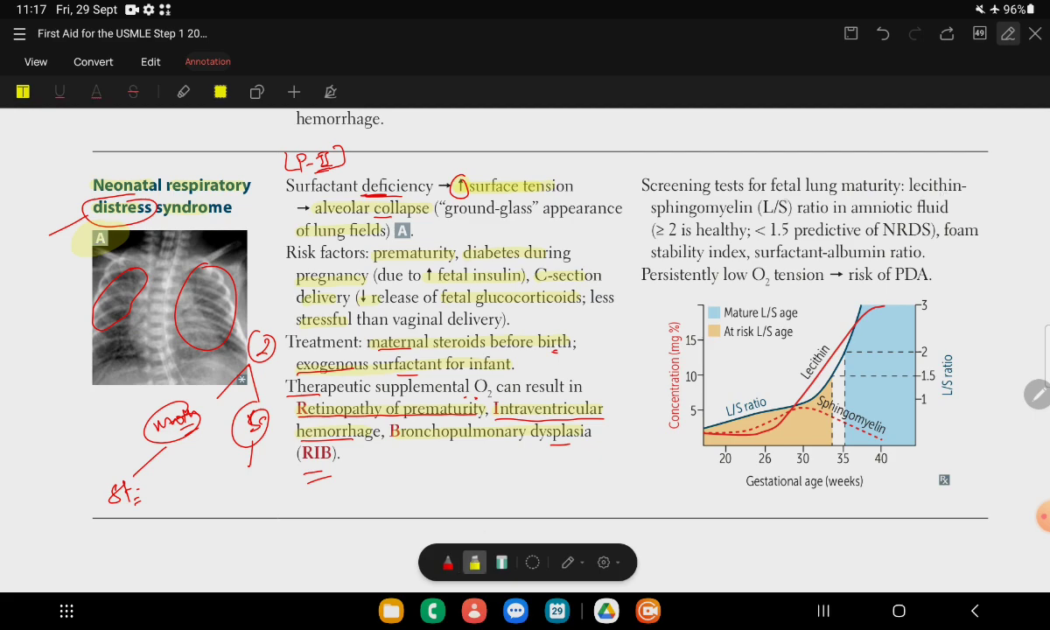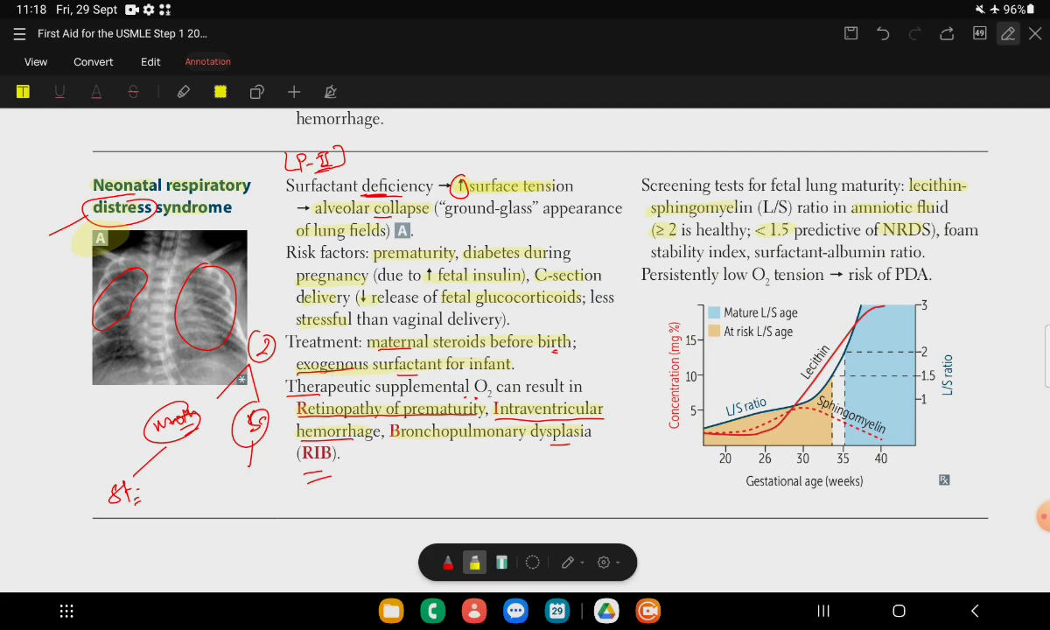The lecithin sphingomyelin ratio is calculated. The lecithin sphingomyelin ratio in the amniotic fluid is calculated. It should be more than 2, then it is healthy. Less than 1.5, then it is suspect for neonatal respiratory distress syndrome. The foam stability index and surfactant albumin ratio are also given. Persistently low O2 tension is a high risk for PDA.